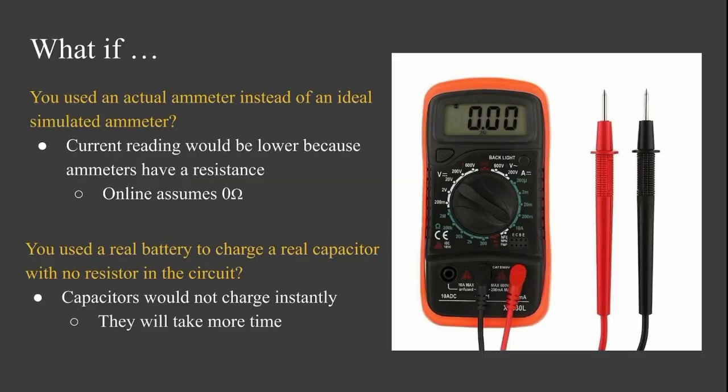What if you used an actual ammeter instead of an ideal simulated ammeter? The current reading would be lower because ammeters don't actually have a resistance of 0 as simulated in the online lab. So what if you use a real battery to charge a real capacitor with no resistor in the circuit? Capacitors would not start charging instantly like they did in the virtual lab. Instead, it would take a moment for them to start charging.